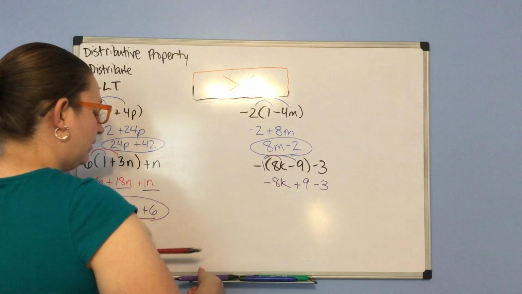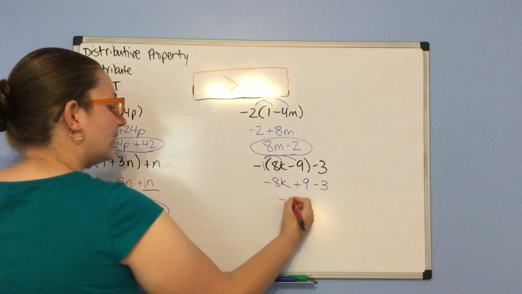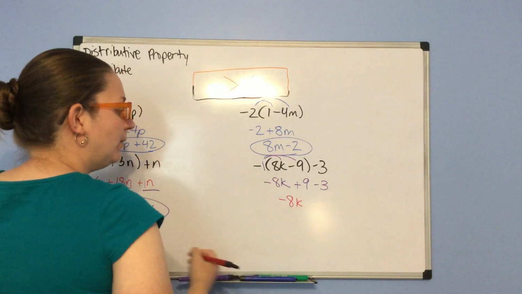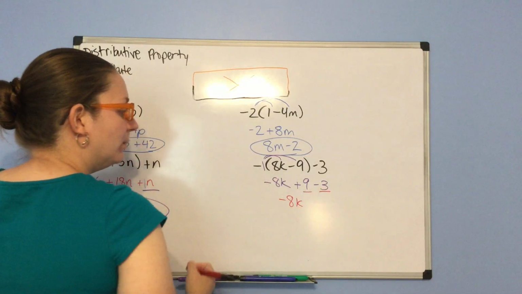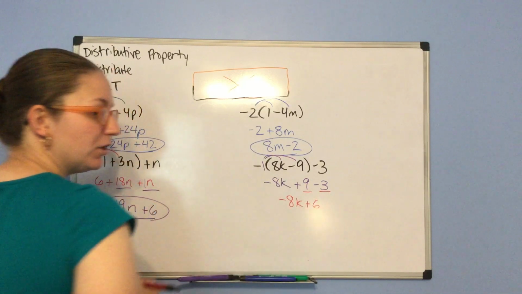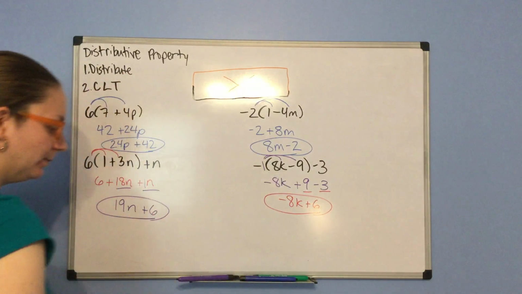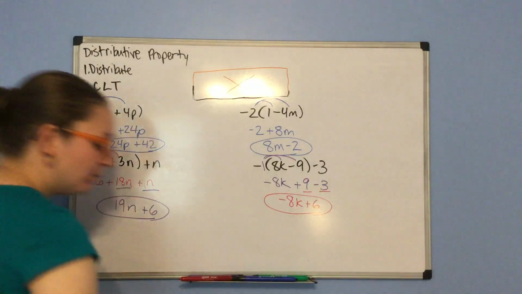To finish this off, let's combine like terms. This is the only k term, so that's going to stay the same, negative 8k. Combining my numbers, 9 minus 3 is 6. Since it's positive, make sure you put a plus sign in front. There you have it. That's some basic distributing.